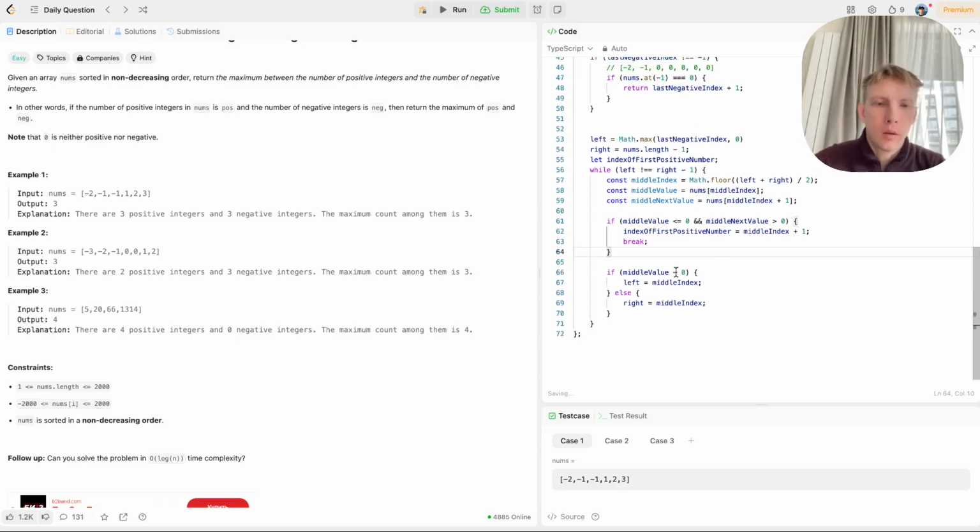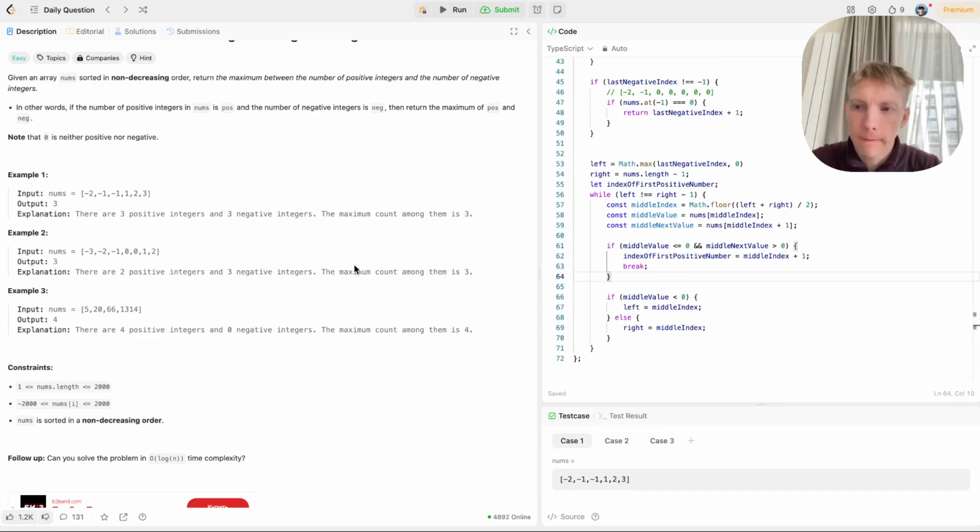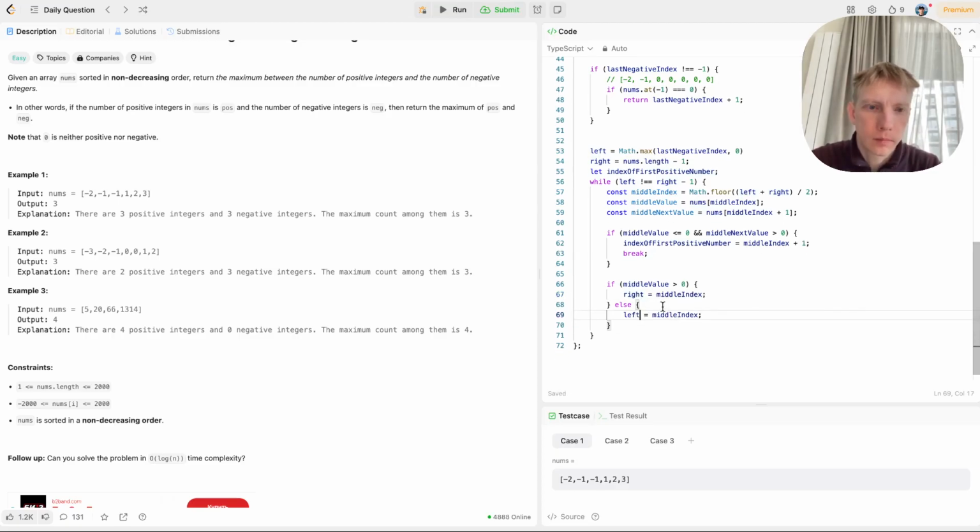If middle value is bigger than 0, for example this, then we should move right. In other case, we're moving left to middle index.